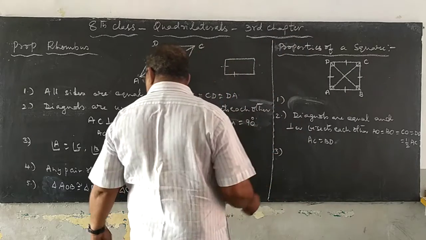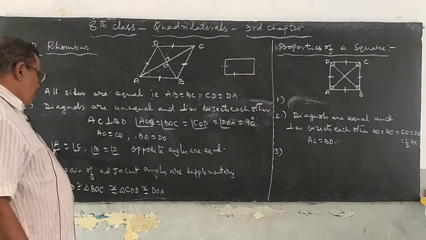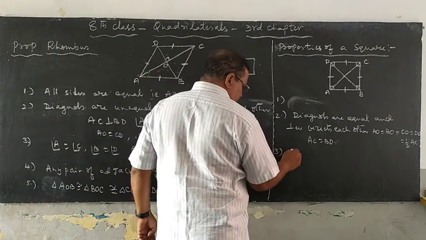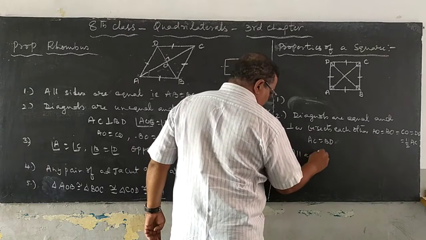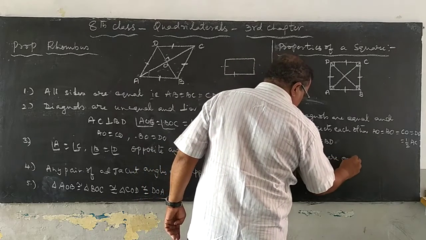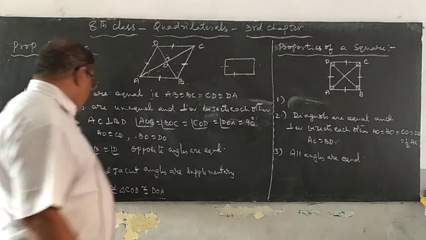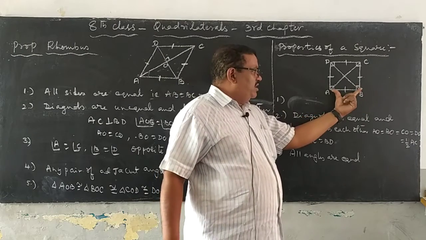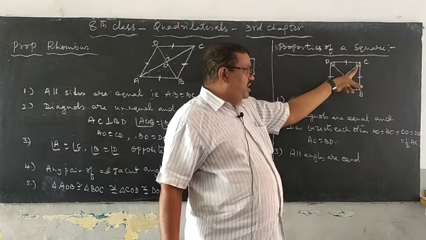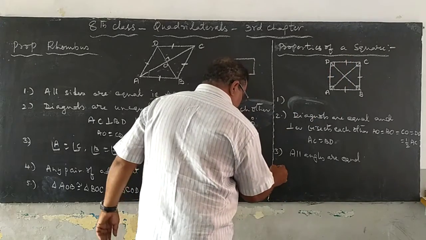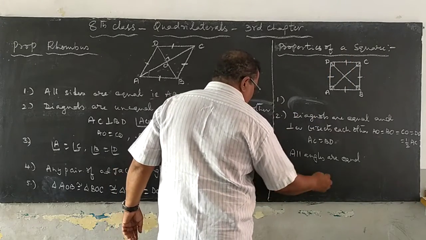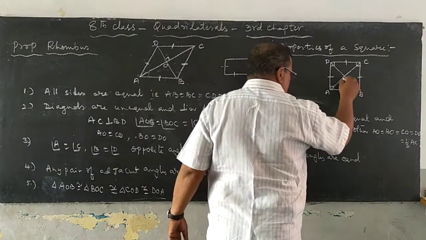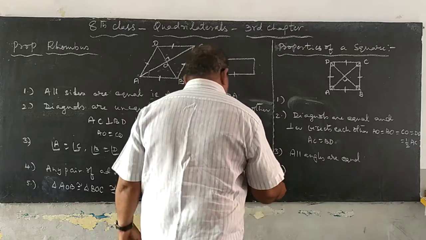Third property. What is that? Here angle A equal to angle C, angle B equal to angle D. But here all angles are equal. Next one. Any pair of adjacent angles are supplementary. Each and every one is 90 degrees. Automatically 90 plus 90 180, 90 plus 90 180, 90 plus 90 180. Fourth property also same. All are congruent triangles only. Fifth property also same like that.